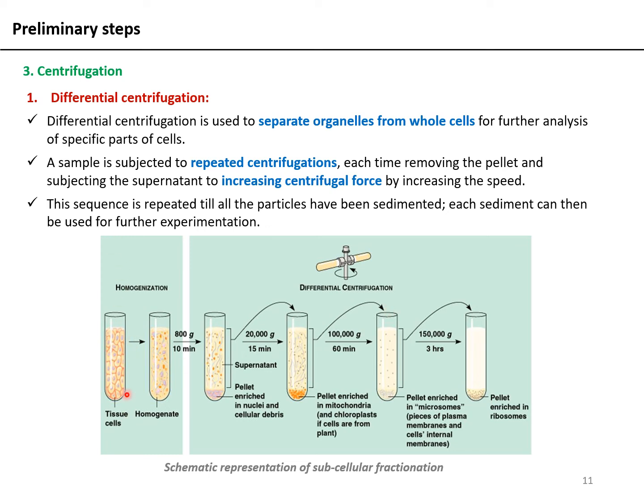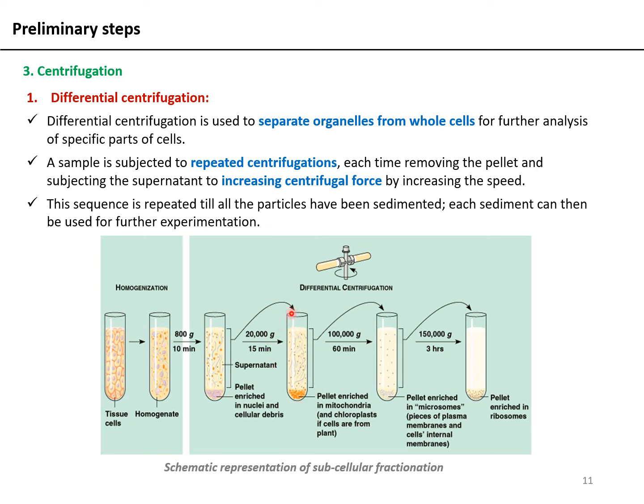So you have your tissue cells, you have homogenized it. Now you spin it first at a lesser speed, say 800 G. So you have the pellet which is enriched in nuclei and cellular debris, because these being the heaviest, they settle down first at the lowest speed. You collect the supernatant and you spin it again at a greater speed, 20,000 G. So now the pellet you obtain is enriched in mitochondria and chloroplast if the cells are from a plant.